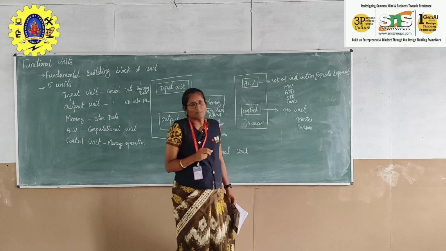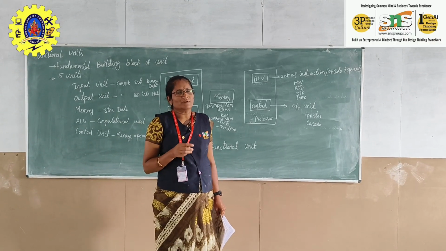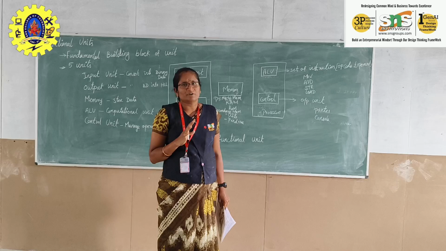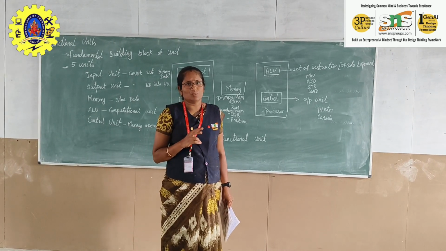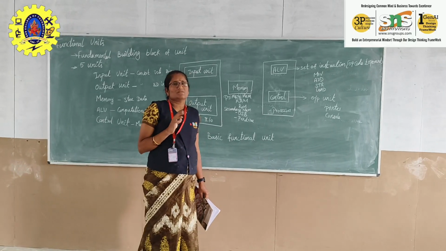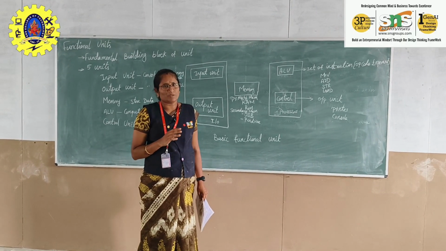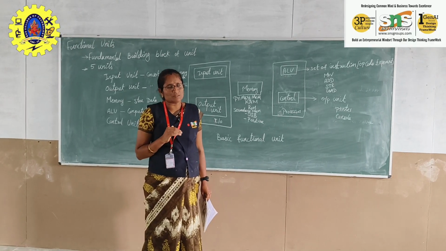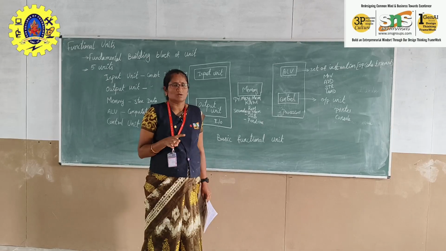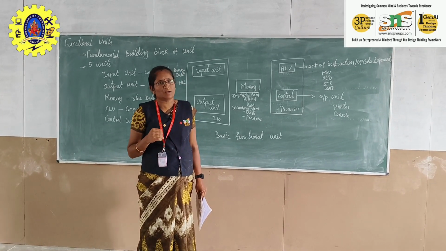So in general, let us recap the session. The functional unit is the heart of our computer. It has five units: input unit, output unit, memory unit, arithmetic and logical unit, and control unit. These five units are used to perform the operations on the computer, and the control unit is responsible for receiving the inputs and printing the output on the console. For that, we use different types of devices for input and output. Thank you.